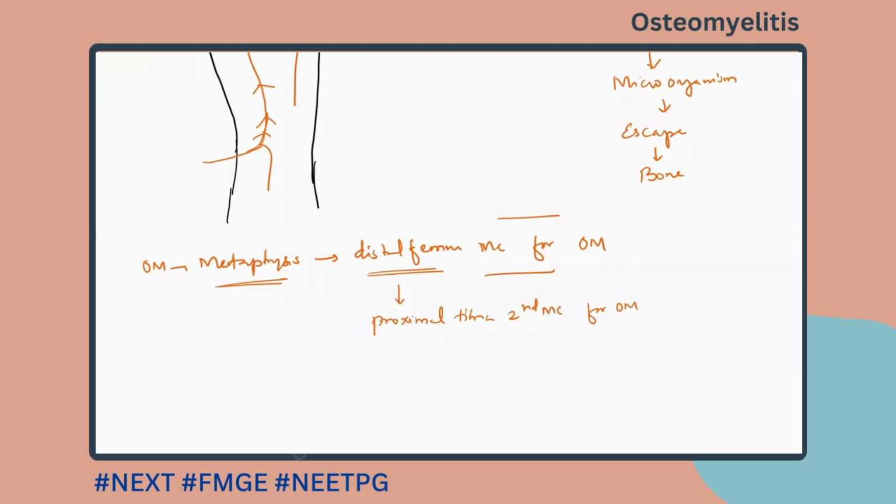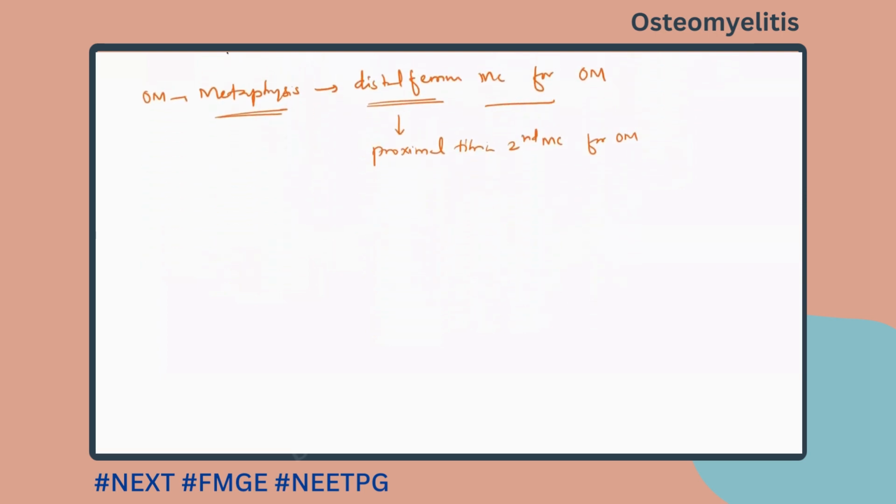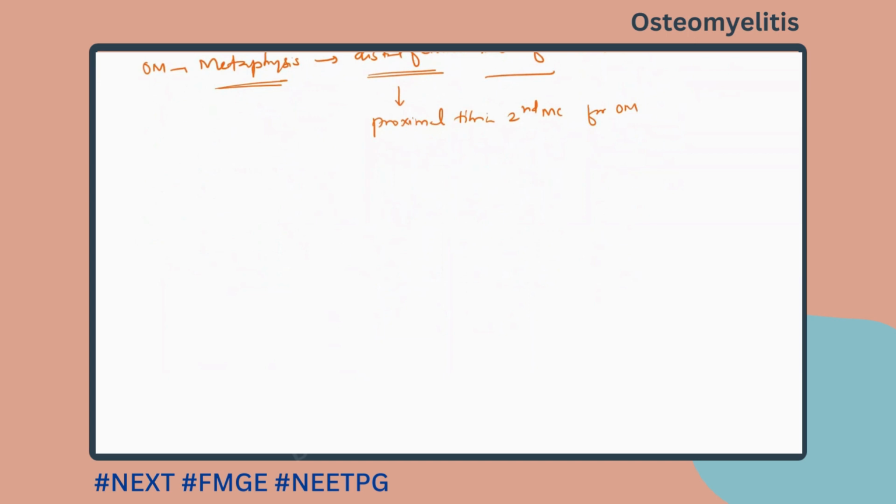Fine. So now we are going into the next part of osteomyelitis: how the process happens, how the pathogenesis happens. See, let us consider this is a bone. Usually bones are covered by an outer layer called the periosteum. Hope you know what the periosteum is. Peri means outer, so periosteum means the outer covering of bone.